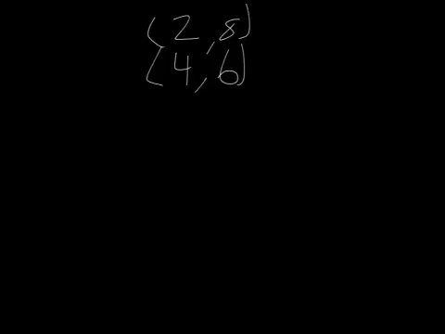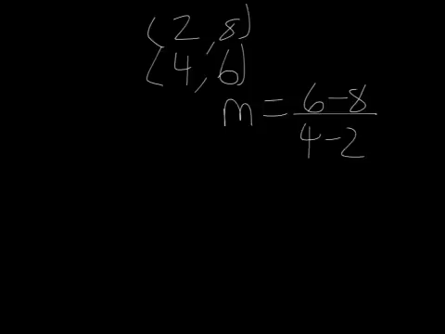And we know that the slope is equal to the change in y between those points. So in this case, it's going to be 6 minus 8 over the change in x of those points. So in this case, it's going to be 4 minus 2. Remember, that's y2 minus y1 over x2 minus x1. So in this case, 6 minus 8 is going to be negative 2.